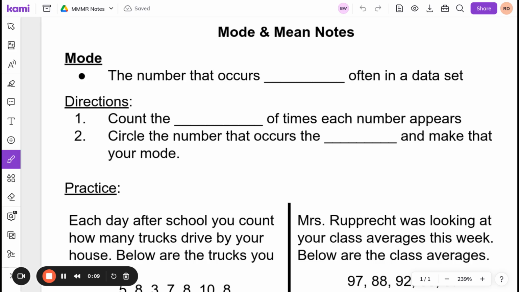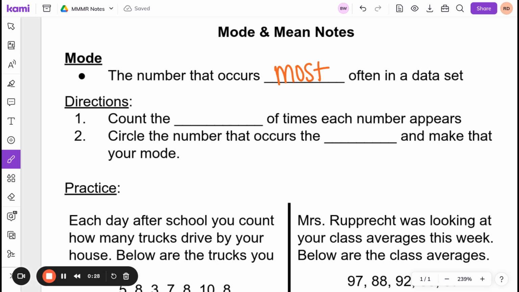These are our mode and mean notes. So both of these are ways to summarize our data. We're going to have a bunch of numbers and we're going to use them to create these different types of summary notes. So the mode is the number that occurs the most often in our data set.